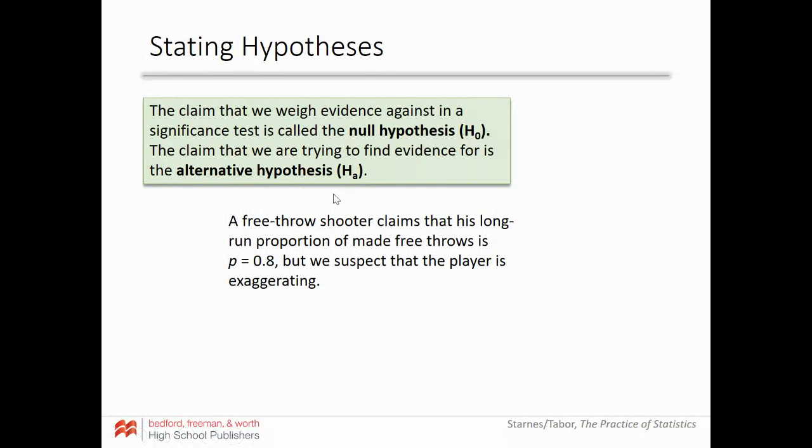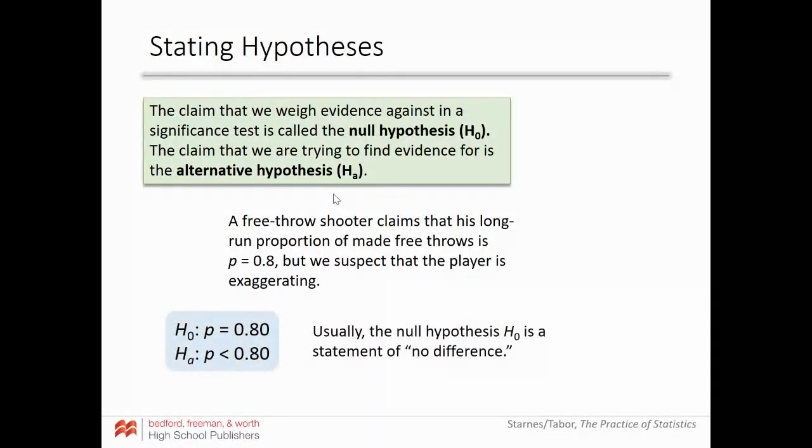So let's look at this quick example. A free throw shooter claims that his long run proportion of made free throws is 0.8. But we suspect that that player is exaggerating. So he says he makes 80% of his shots. We think it's probably less. So in this case, our null hypothesis is a statement of no difference. So we'd say, okay, let's start with saying maybe the true proportion really is 0.8, like he says. But we think that it's less than 0.8. So our alternative hypothesis is p is less than 0.8.